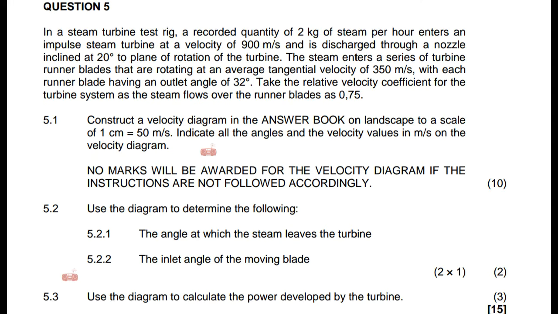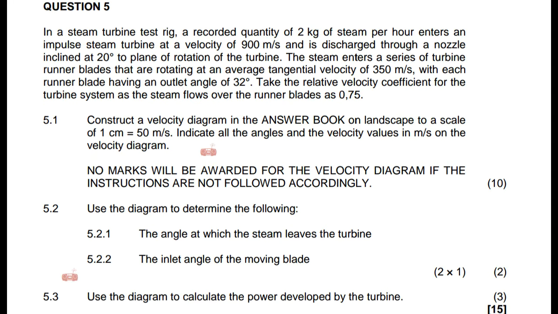So far they have given us the mass of the steam, which is 2 kg per hour, and they also gave us V1, which is the velocity of the steam as it enters the blade, and the value of it is 900 meters per second. And they also gave us the angle of the steam as it enters the blade.